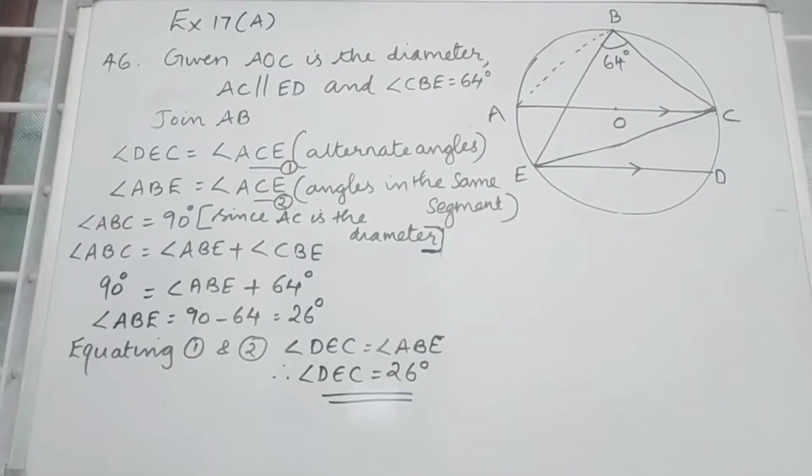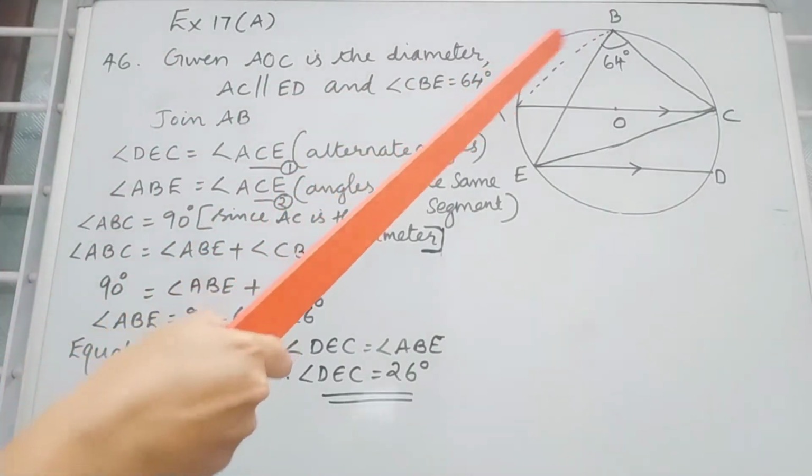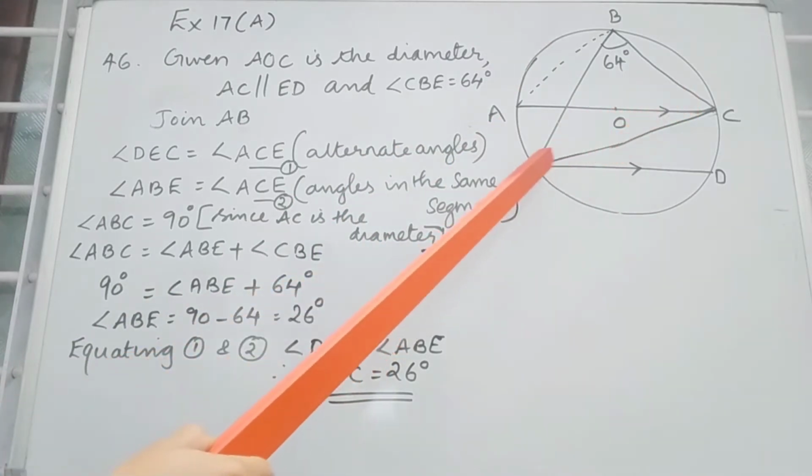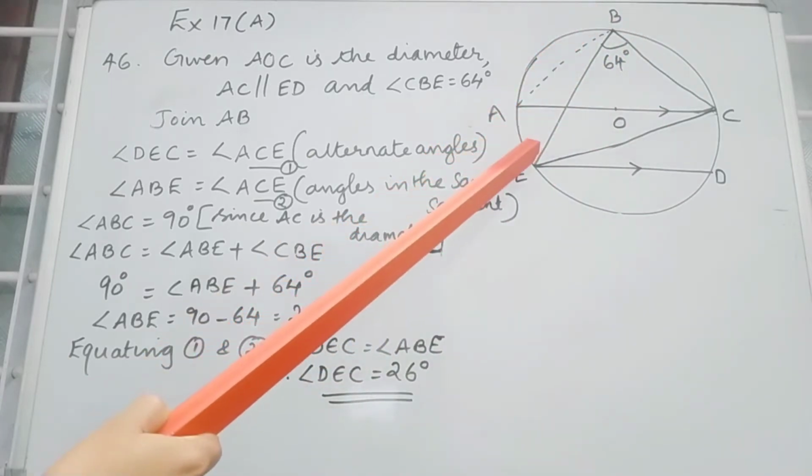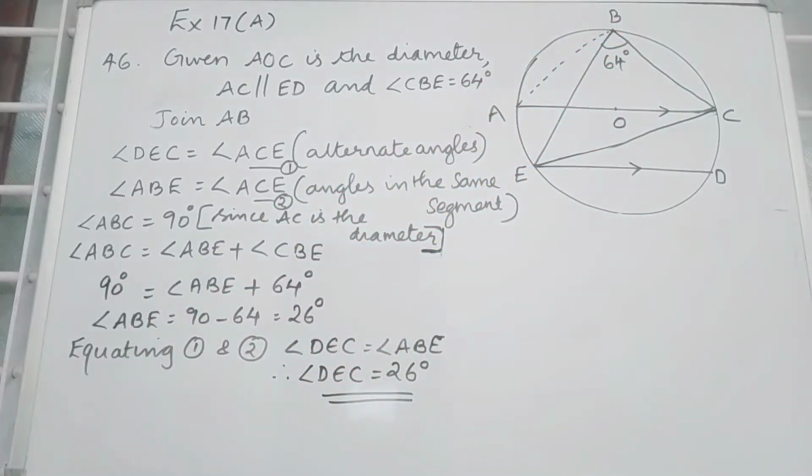In the given figure, AOC is a diameter and AC is parallel to ED. If angle CBE is equal to 64 degrees, calculate angle DEC. Given AOC is the diameter, AC parallel to ED is given, and CBE is equal to 64 degrees. Then join AB. Look at angle DEC.